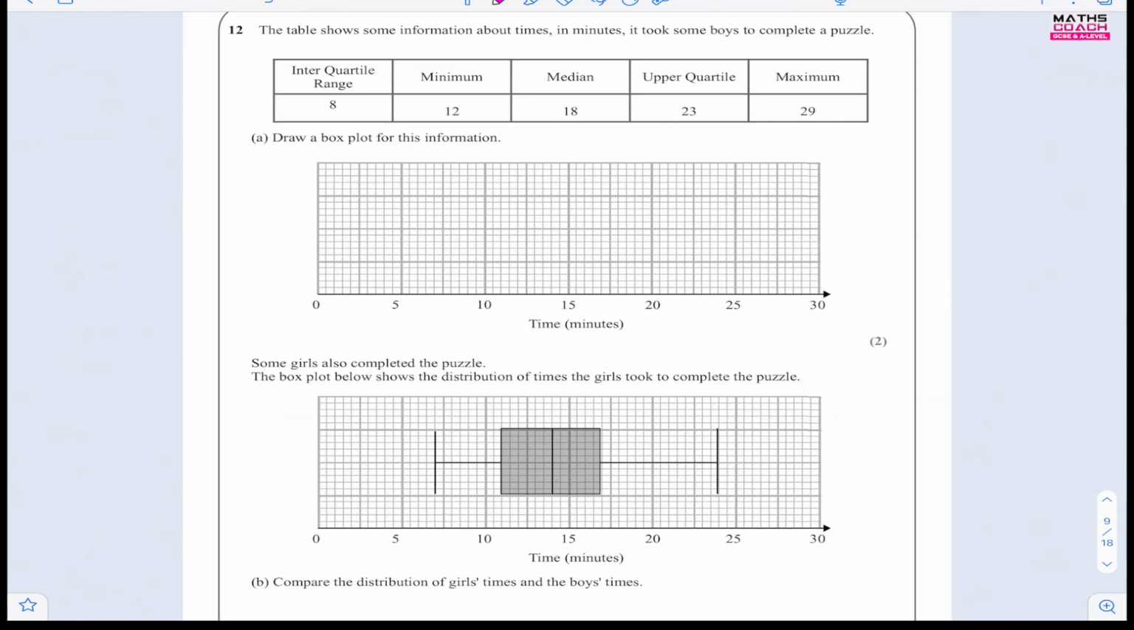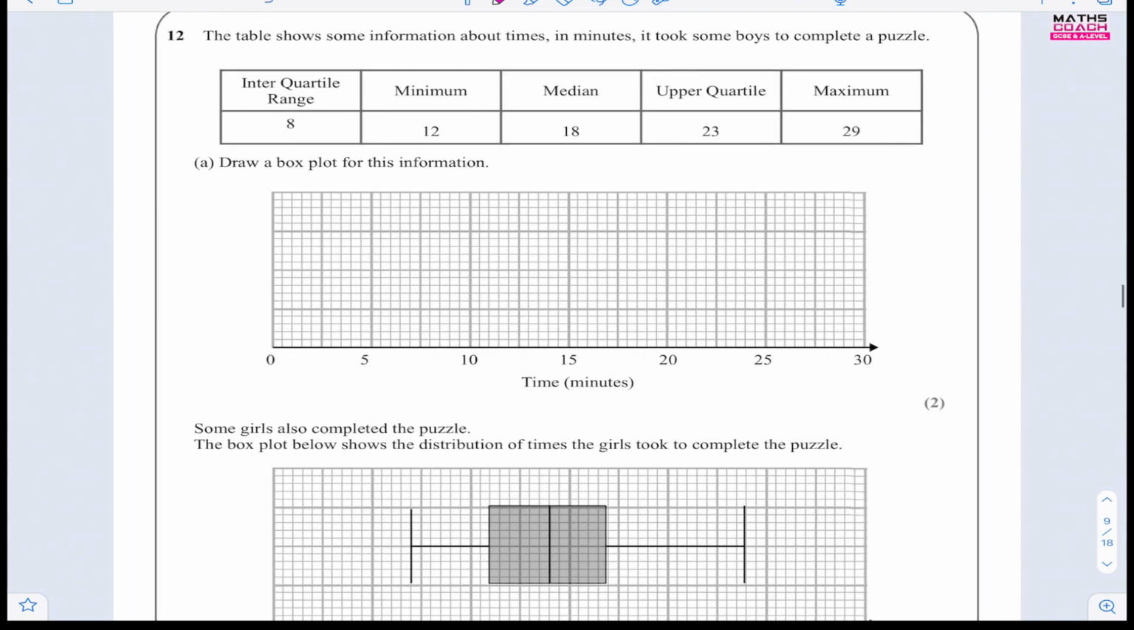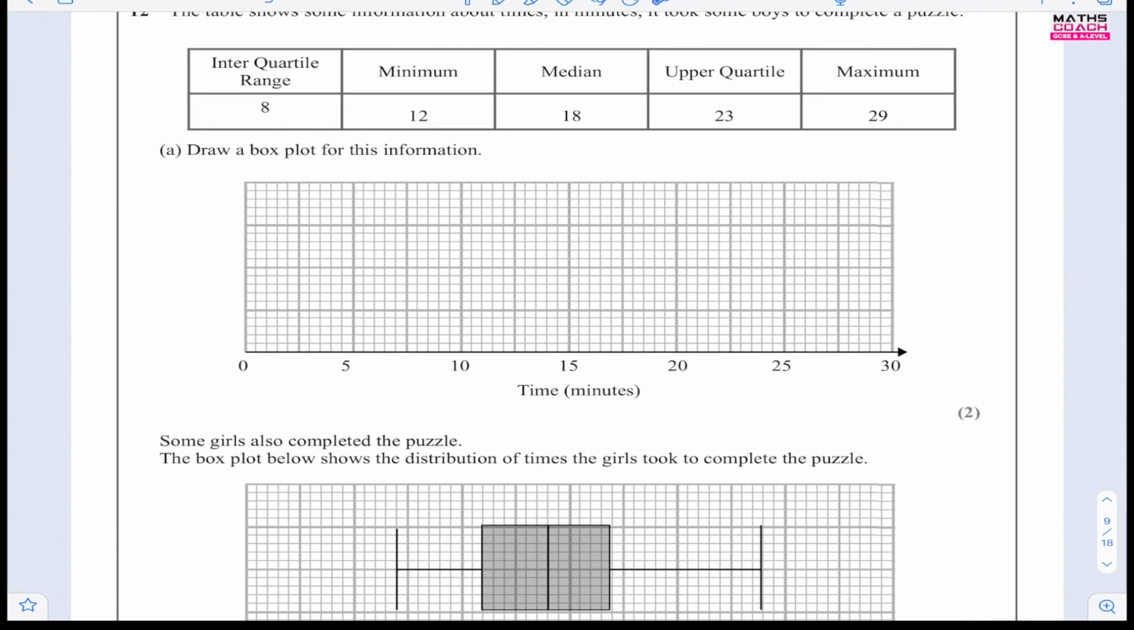Okay, question 12. The table shows some information about times in minutes it took some boys to complete a puzzle. And we are given the interquartile range, minimum, median, upper quartile, and the maximum. And it wants us to draw a box plot for this information. So for this question, you have to work out what each of the small boxes mean. So you can see here that you have 15 and 20, and you have 1, 2, 3, 4, 5, 6, 7, 8, 9, 10 small boxes to go across, which will indicate that 2 of these is equal to 1. So that's going to be 16, 17, 18, 19, and 20.